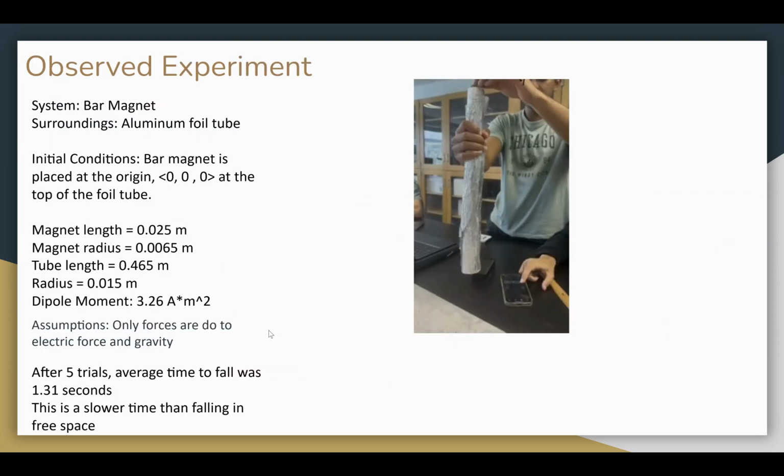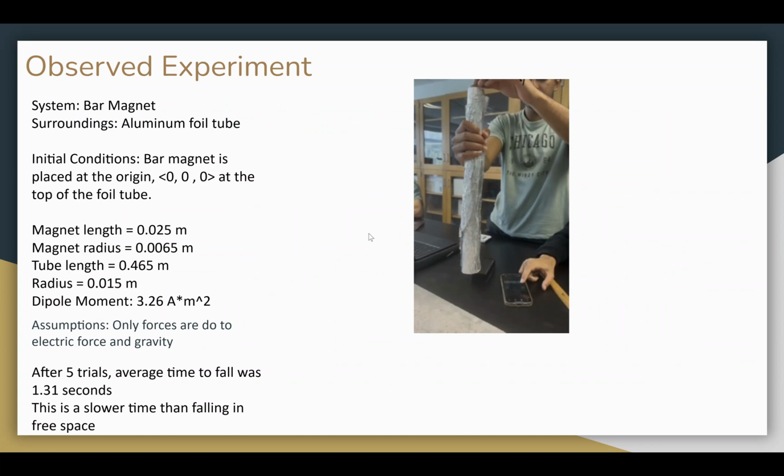So this is our observed experiment. This is the aluminum foil tube. And the system is the bar magnet. The surroundings is the aluminum foil tube. Our initial condition is that the bar magnet is placed at the origin at the top of the foil tube.